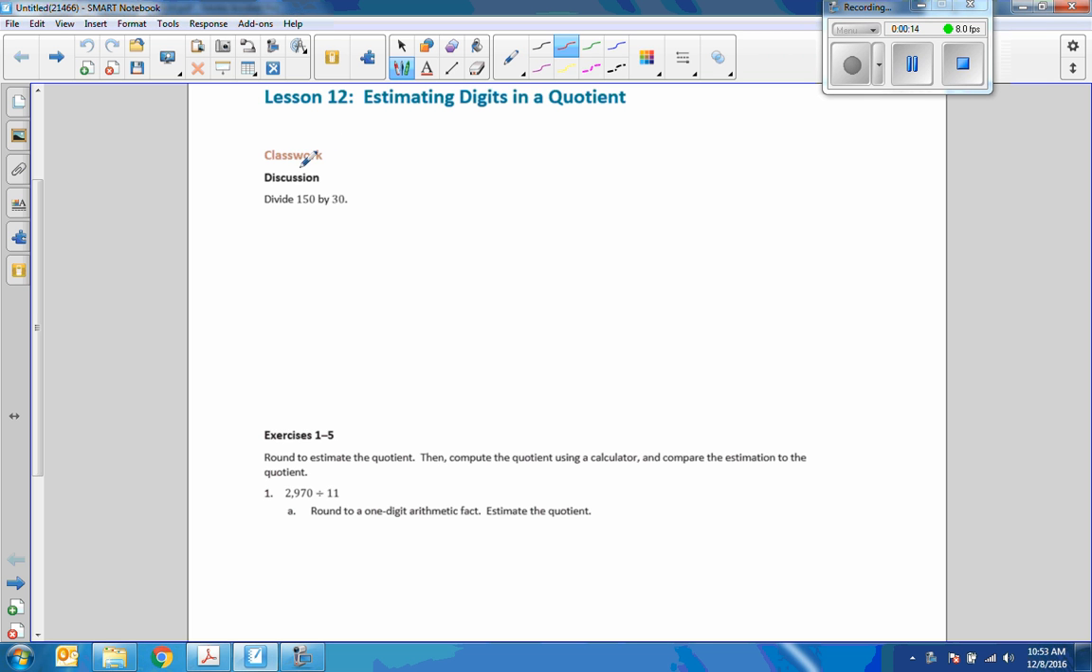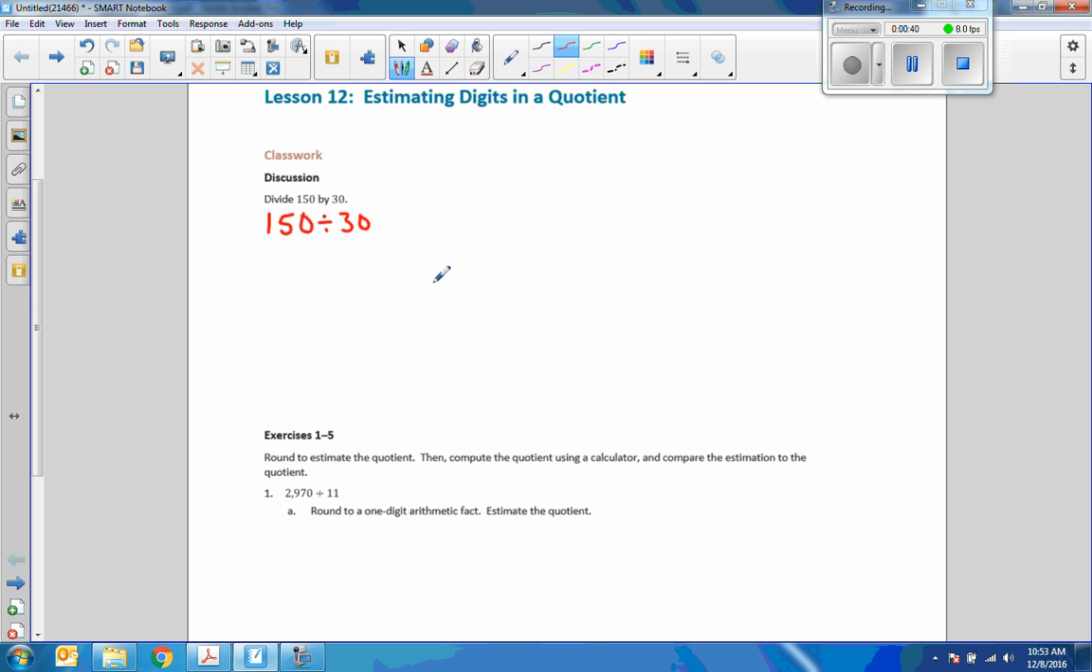So, classwork, we're going to discuss this first. It says divide 150 by 30. So the first thing we're going to do is, how can we represent this problem using division notation? First of all, we want to write it as division notation. So instead of saying divide 150 by 30, you would say 150 divided by 30.